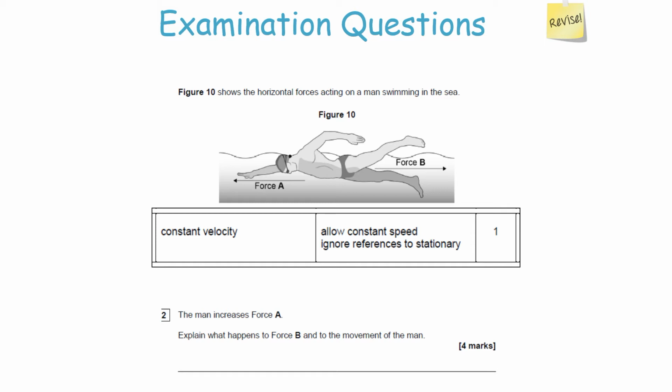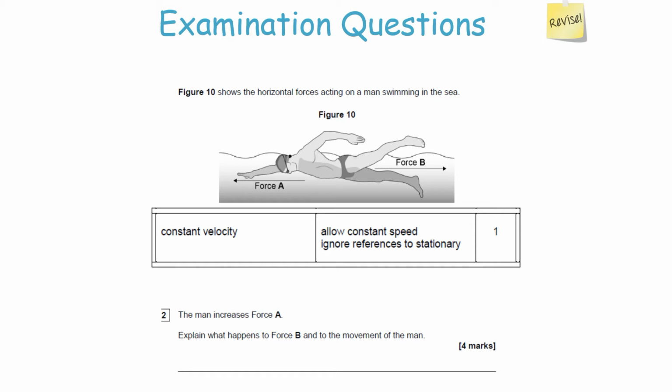Now the man increases force A. Explain what happens to force B and to the movement of the man. So if we know force A is bigger, that means there's a resultant force forwards, so the man will accelerate forwards. Now if you think about it, if they're accelerating forwards, it means that they're moving faster.